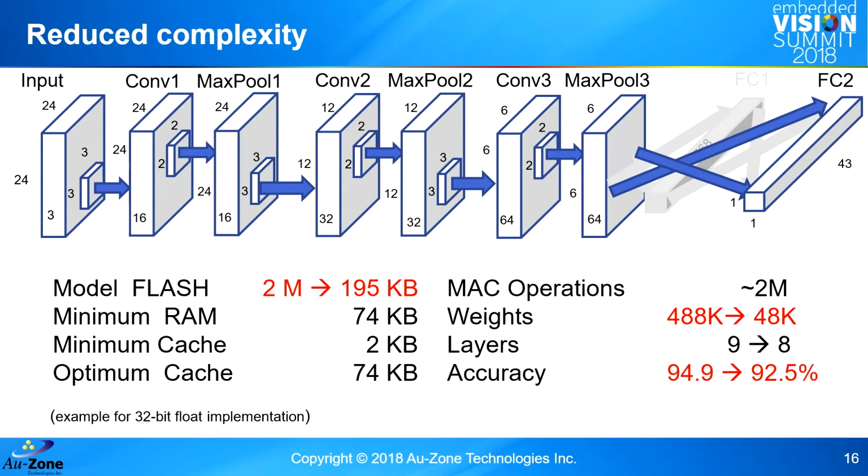We can eliminate one of the fully connected layers, go through the training process, and see what kind of results we're getting. In this case, by eliminating that layer, we've reduced the flash size from 2 megabytes to 200K, and we've lost about 2% accuracy. I didn't really point it out, but on the last model, we were getting about 95% accuracy.